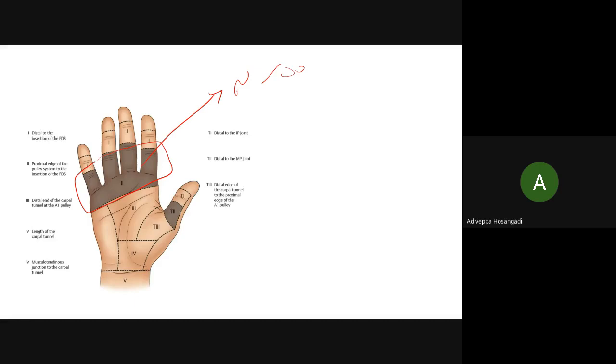That's why your finger movement will not be very nice. It doesn't get a nice flexion. So zone 2 is called a no man's land.